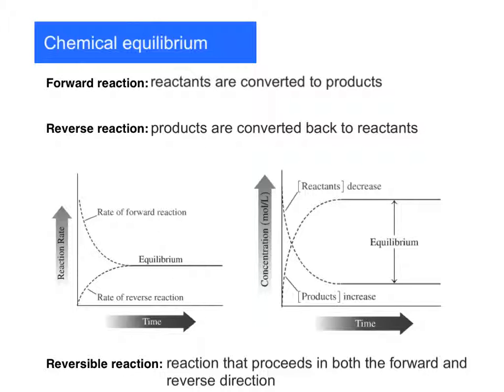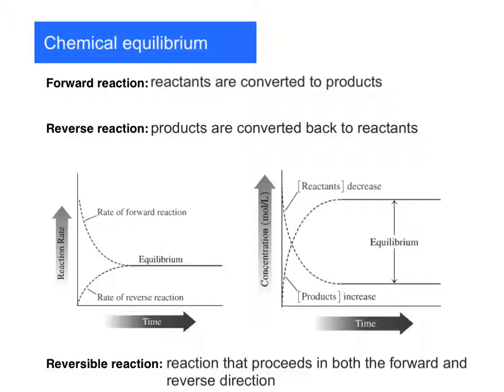At some point, we reach a point where the forward rate is equal to the reverse rate, which is right here, and at that point we reach equilibrium. I'll talk a little more about what equilibrium means, but it basically means that if the rate of the forward reaction is the same as the reverse reaction, then it looks like nothing is changing, even though things are reacting both ways continually.